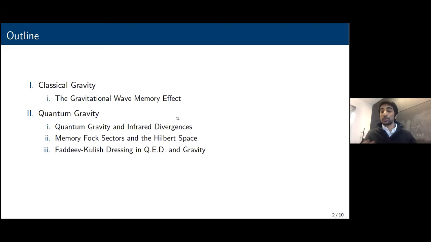And if we want to include the memory effect as an asymptotic observable, then we really need to expand our Hilbert space of asymptotic states. The key question that I'll be addressing in this talk is, how do we organize this space of states together to form a Hilbert space to talk about scattering? You could ask this question in quantum field theory, as I'll be talking about, and you can also ask this question in quantum gravity.